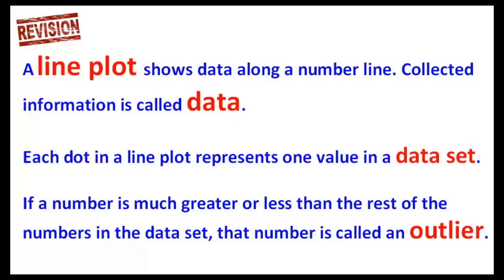How to define the line plot? A line plot shows data along a number line. The information collected is called data. Each dot on the line plot represents one value in the data set. The number much greater or less than the rest of the numbers is called what? Yes, outlier. Okay, my dear. Let's move to the next slide.